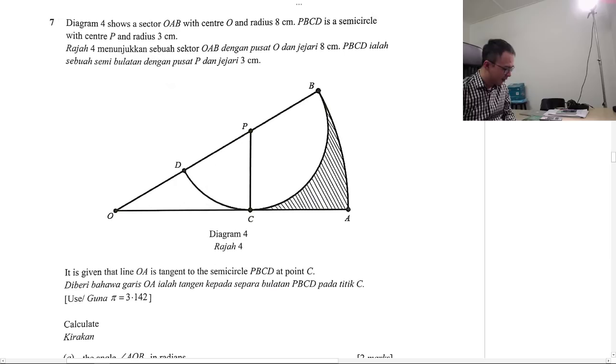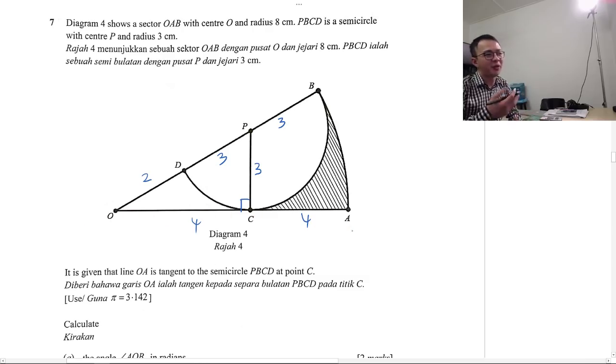Question number 7. It's given that OA is tangent to the semicircle. Therefore, I know here is 90 degrees, so this is a right angle triangle. OAB has radius 8, and the semicircle radius is 3. So I know here is 3, here is 3, here is 3, because this semicircle radius is 3. Since the radius here is 8, I know this is 2. And because this is 5 and this is 3, Pythagoras tells me 3, 4, 5. So here is 4, here's another 4, because this is radius 8.